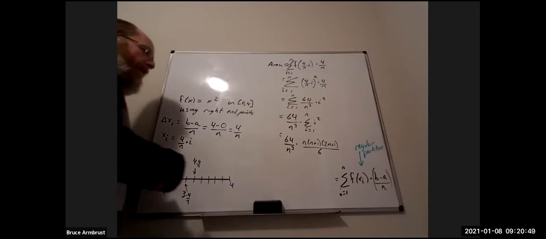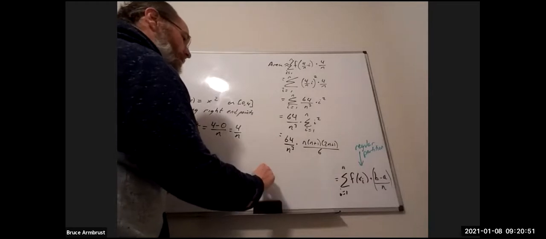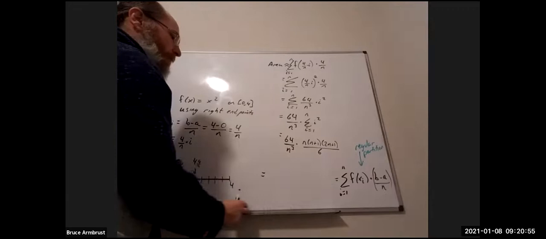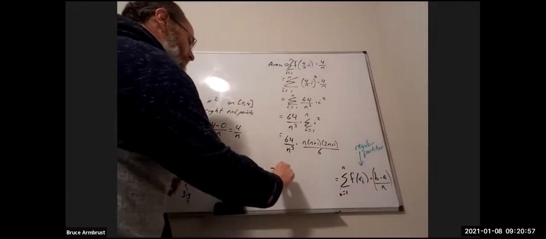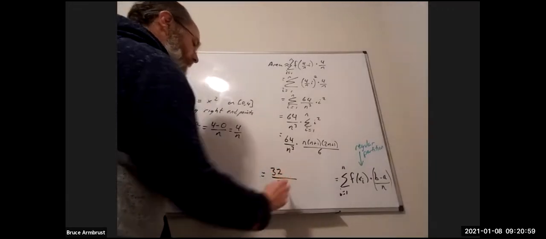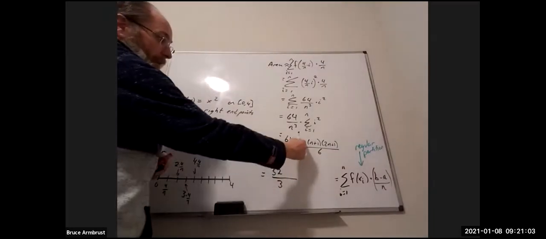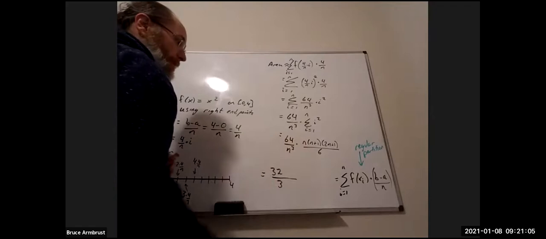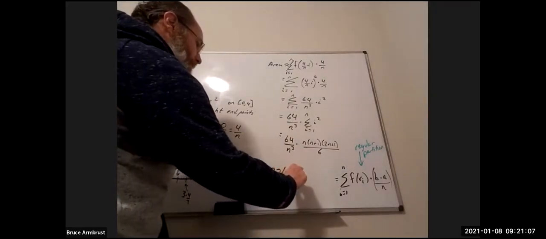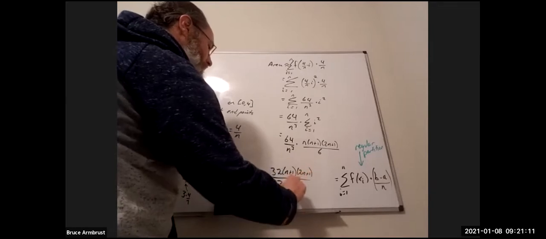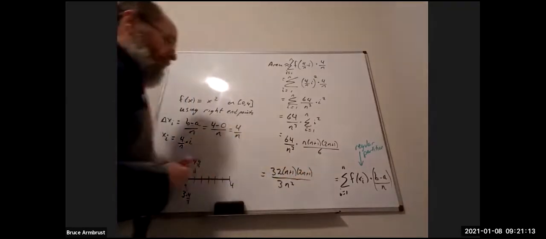And I can simplify that down just a little bit more. The 64 and the 6 reduce. I can divide those both by 2. I get 32 on top and 3 on the bottom. One of the n's cancels here, the n and the n cubed. So I'm left with 32 times n plus 1 times 2n plus 1 over 3n squared.